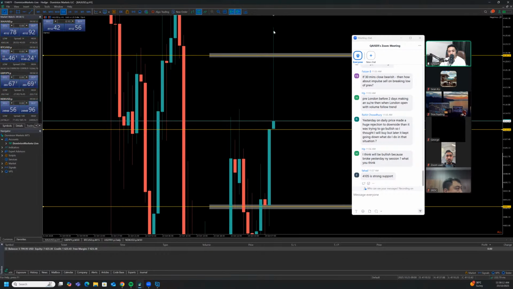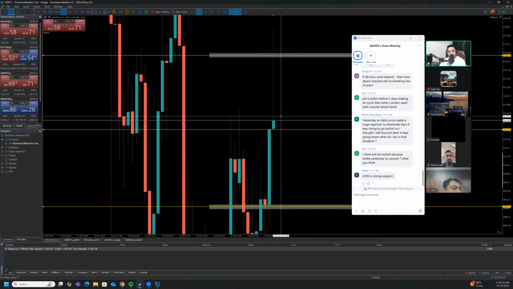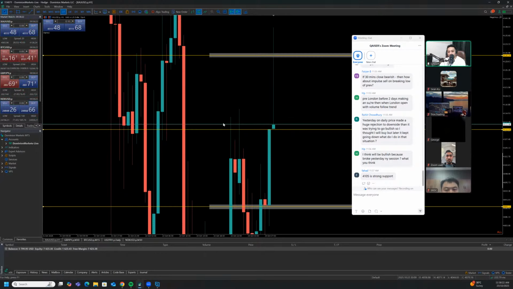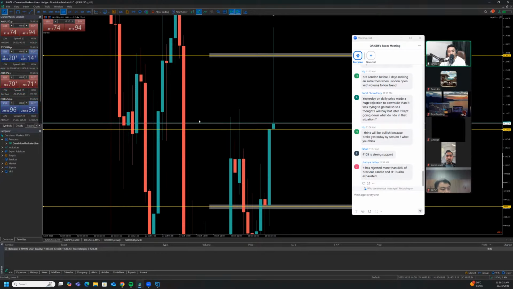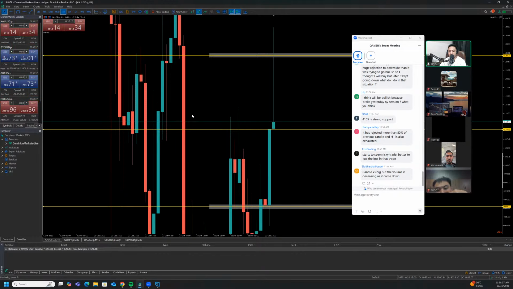Look at the long rejection wick. The candle created a wick and broke the low. Stop loss could be small, but I think so. Wow, look at this one. Still two minutes left for the candle to be closed. It has rejected more than 80% of the previous candle, and H1 is also exhausted. Yeah, this is something I'm also looking for, Chutney. Yeah, it seems a risky trade. Better to lower the lot size in the trade. Yeah, if you're getting scared, lower the lot size.